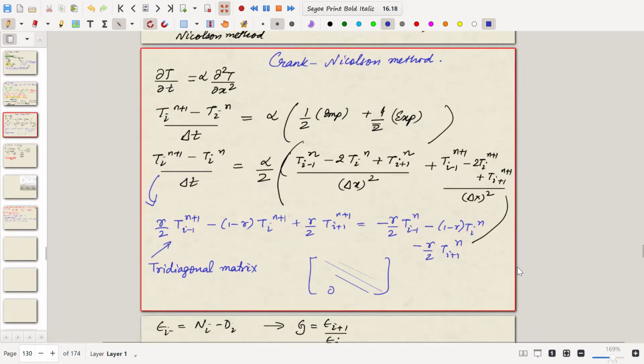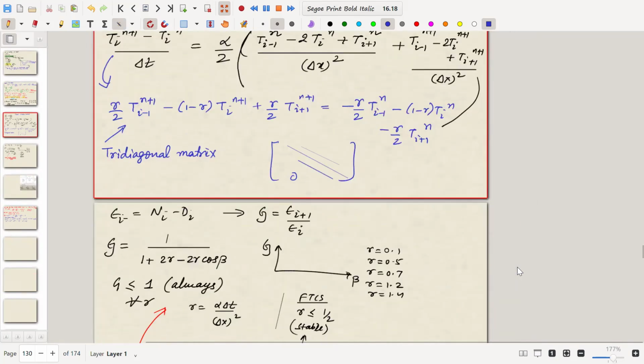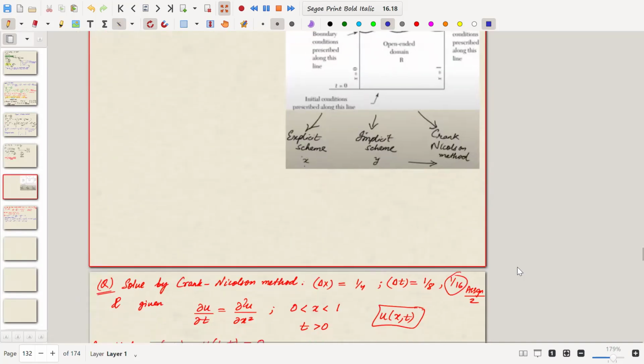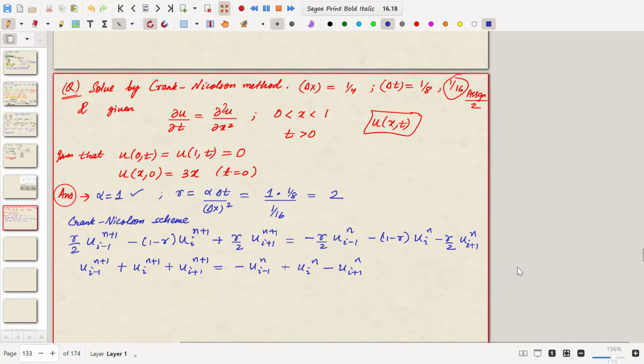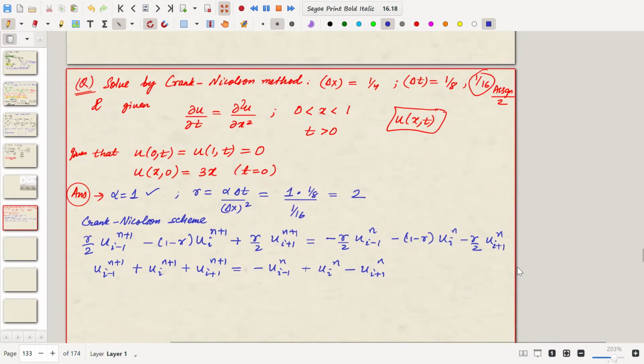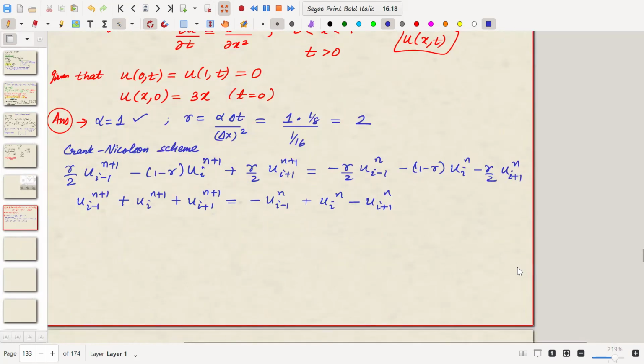Let me check it again. It's correct, right? How many of you think it is correct? It's correct. Then solve. You can solve. Yeah, so you already know the initial values. Can you solve it?